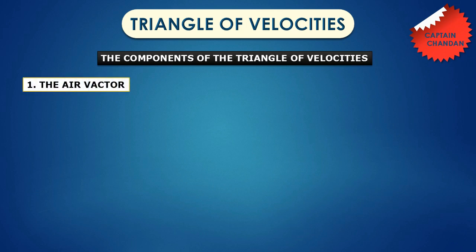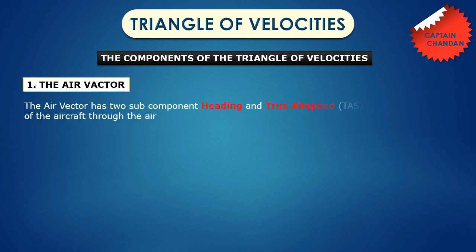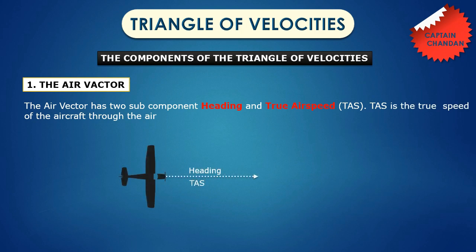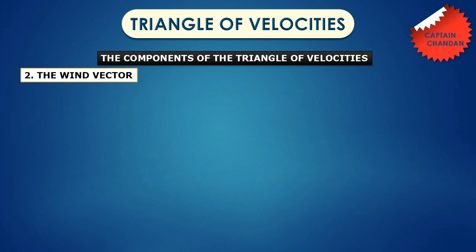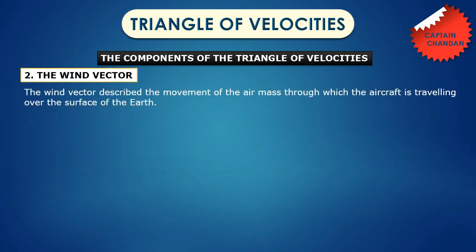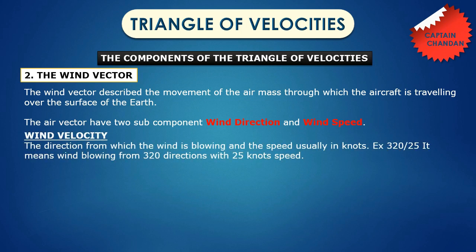First, the air vector. The air vector has two subcomponents, heading and true airspeed, and it is denoted by a single arrow. Second, the wind vector. Movement of the air mass through which the aircraft is traveling. The wind vector has two subcomponents, wind direction and wind speed. So what is wind velocity? The direction from which the wind is blowing and the speed, usually in knots.